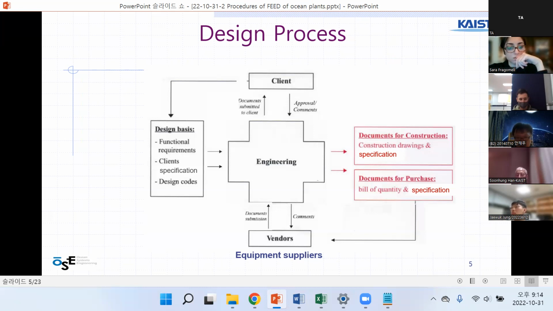And also the documents for purchase. Purchase means equipment outsourcing, and that goes to the vendors. Vendors means the equipment suppliers or equipment manufacturers. Because millions of parts are assembled together, and an increasing number of them are outsourced, we need to have more and more dependency on equipment suppliers.